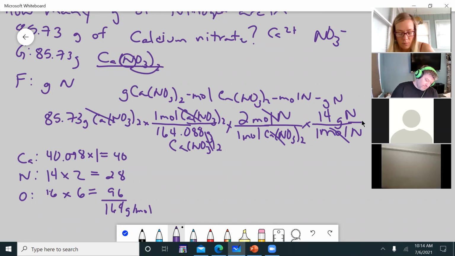85.73 times 2 times that 14. And then we need to take that whole thing and divide it by the molar mass of the compound, which is what, 164. 164 is close enough. 3 sig figs here. So I'm going to round this to 14.64 grams of nitrogen.